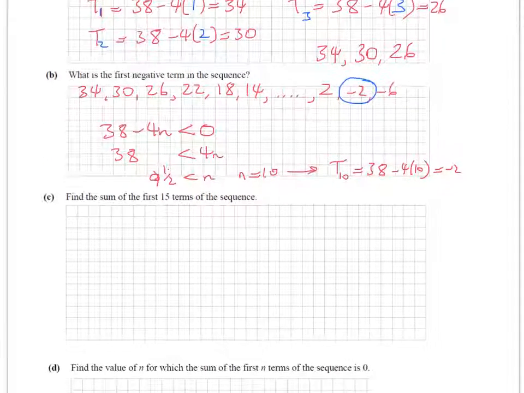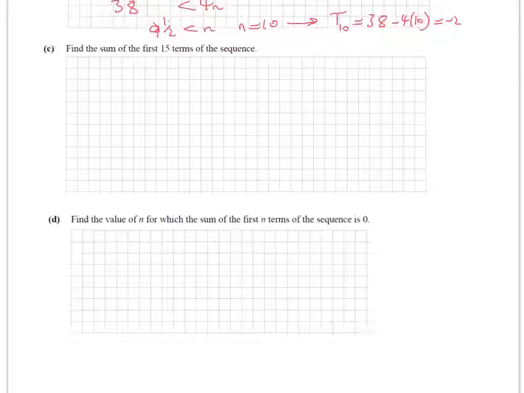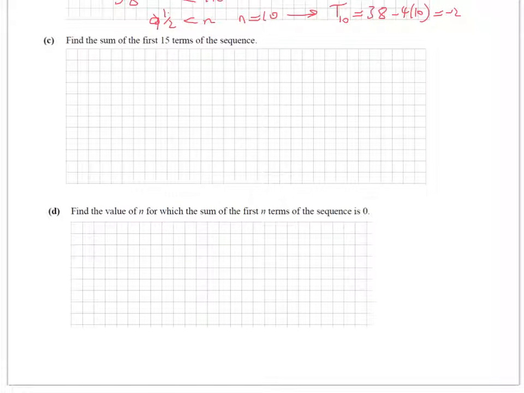Moving on to part C. What we're asked here is to come up with the sum of the first 15 terms of the sequence. So again, I suppose a brute force, just straightforward working through it, would be to sit there and literally just add up 34 and 30 and 26 and 22, and just add all those numbers up that we mentioned in part B.